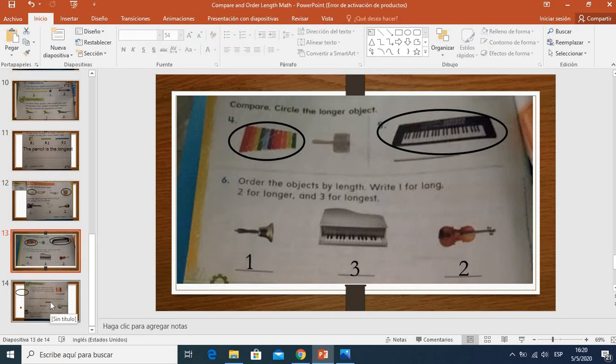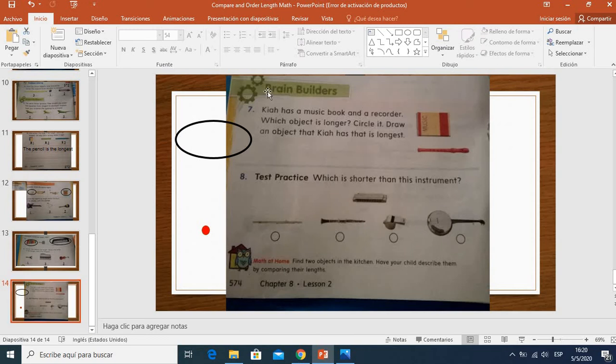Feel proud of yourselves. Now the bottom, brain builders. Listen. Kaya has a music book and a recorder. Which object is longer? Circle it. Draw an object that Kaya has that is longest. Okay? So Kaya has a music book and a recorder. Alright?